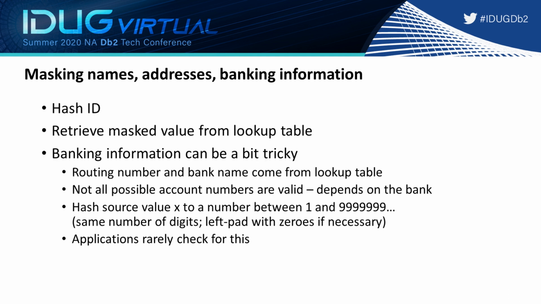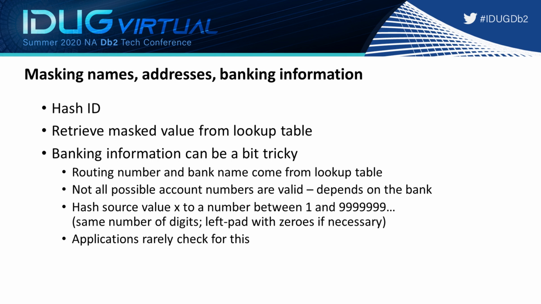Now let's look at some different types of data and see what we can do to mask them. For names and addresses, we already know that we need to grab values from a big list of names or a big list of addresses. We have a similar situation for banking information. The bank name and the routing number must come from a lookup table because there's just no way you could calculate that. The bank account number is a bit more difficult.